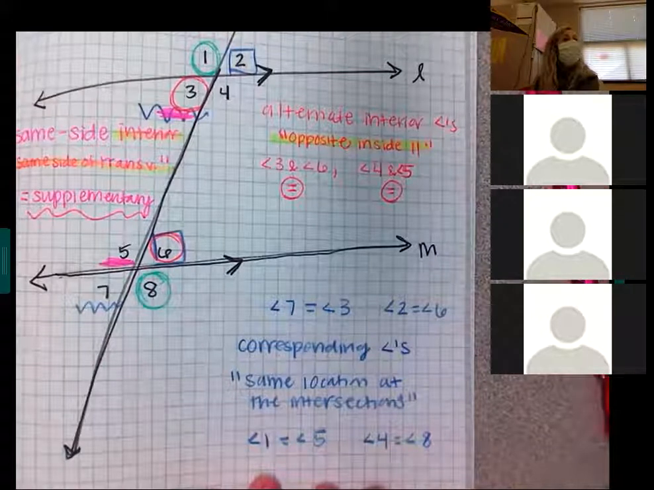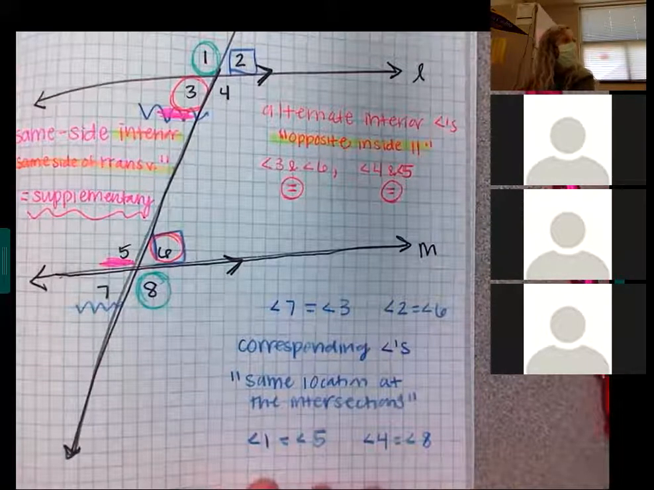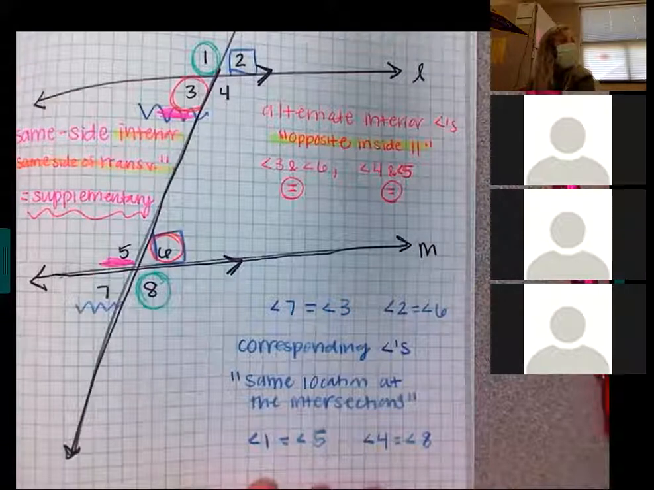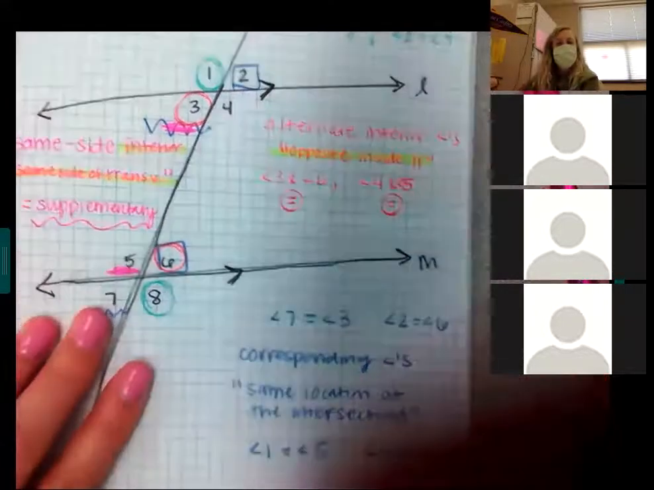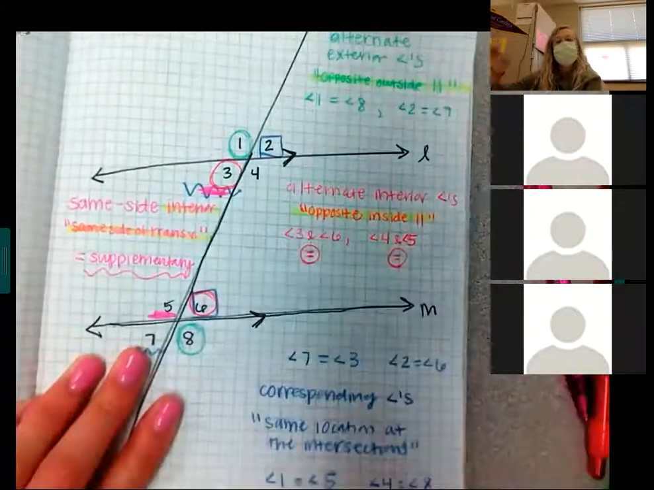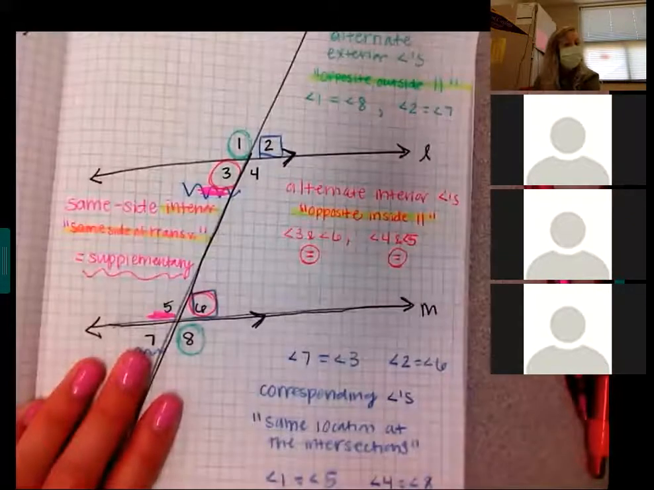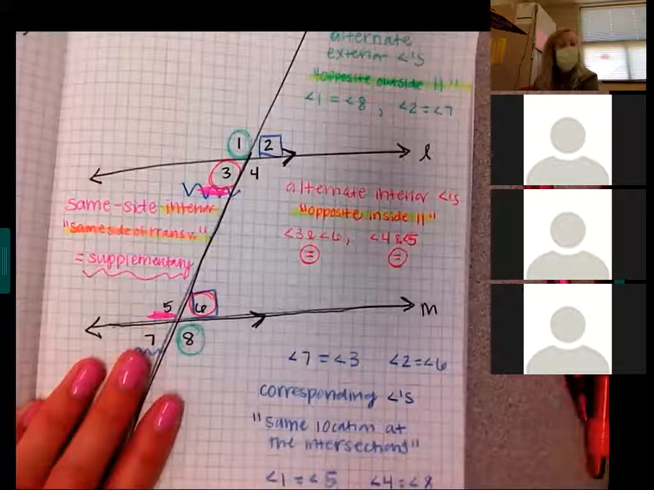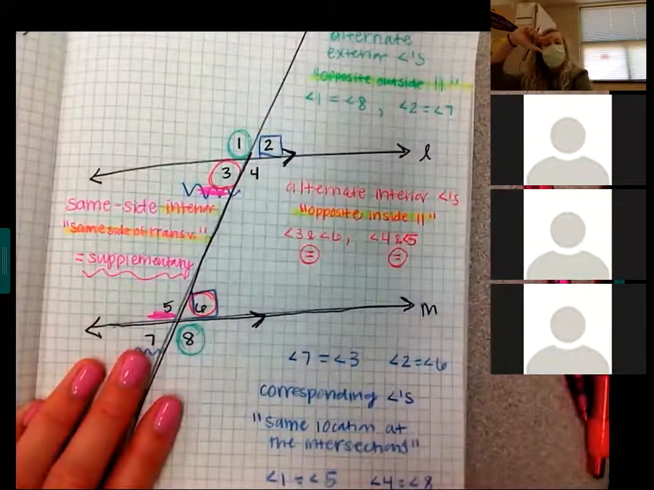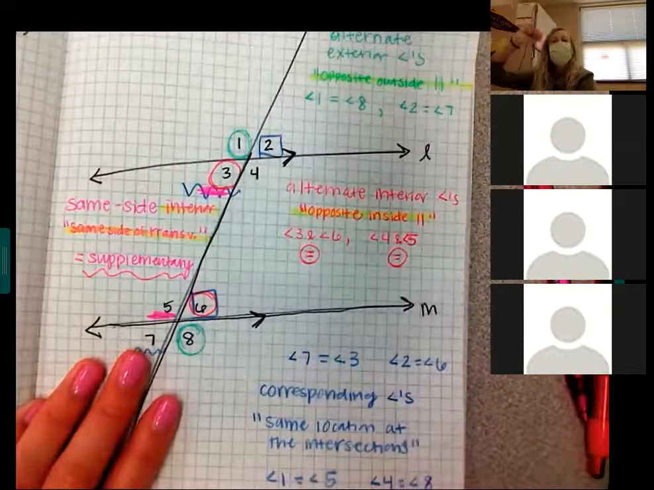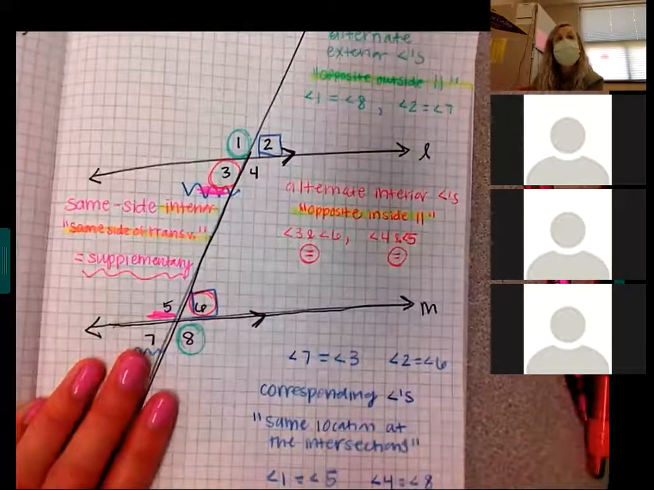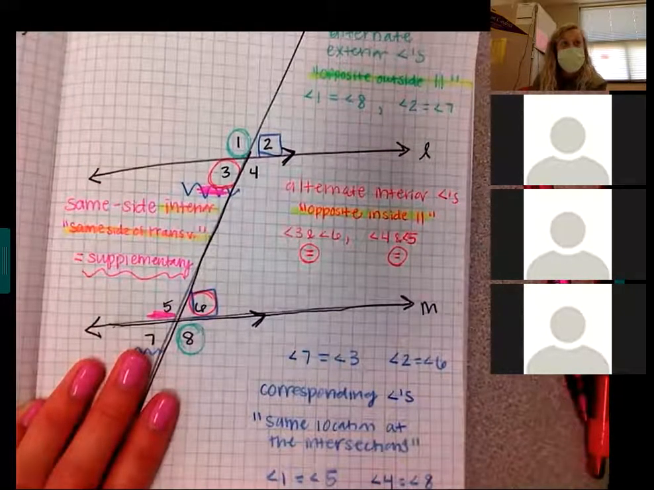So what are the only kind that aren't equal? Look at what we wrote down. You wrote down 4 types. Say it again, Haley. Same side interior are the only ones we learned about that aren't equal. They are supplementary. Think about the S's. All the other ones, alternate interior, they're equal. Alternate exterior, they're equal. Corresponding, they're equal. Is everybody with me? Yes?